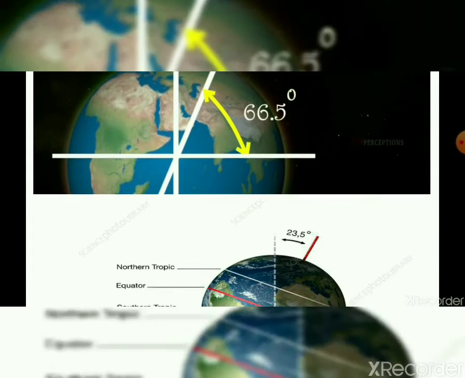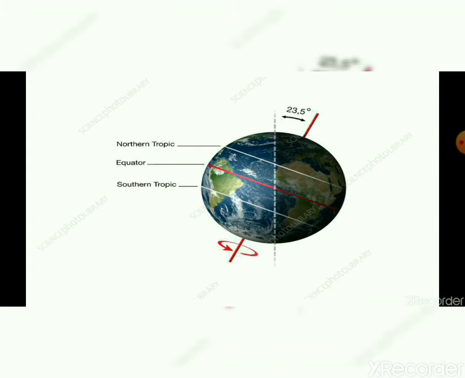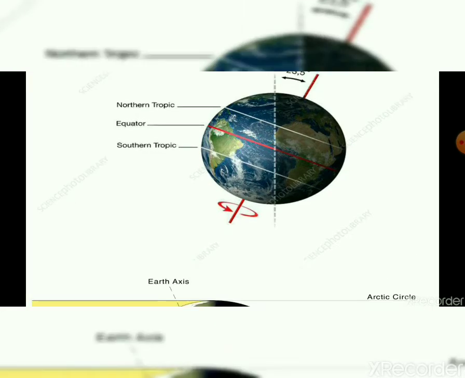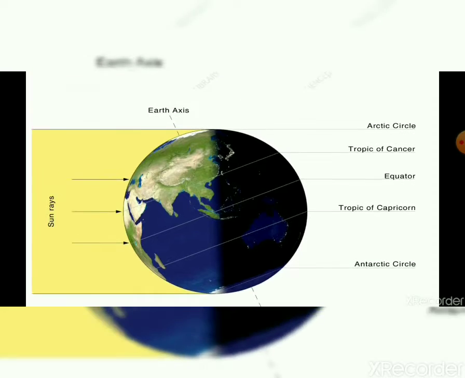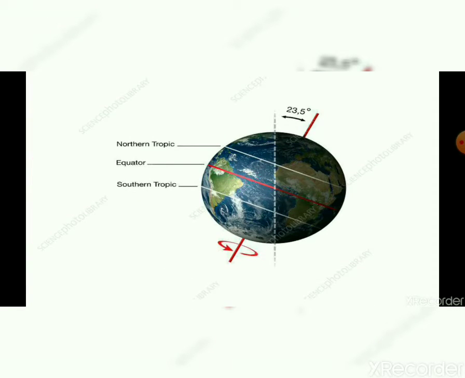The earth receives light from the sun. From whom? From the sun. So due to the spherical shape of the earth, only half of it gets light from the sun at a time. The portion not facing the sun experiences night. The circle that divides the day from night on the globe is called the circle of illumination.